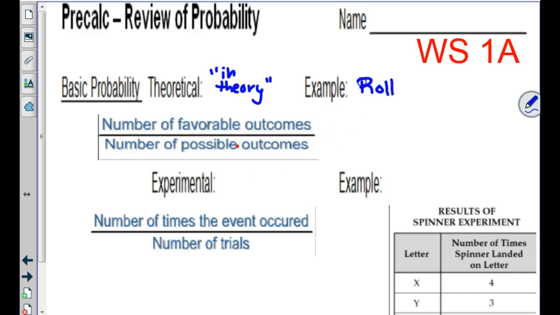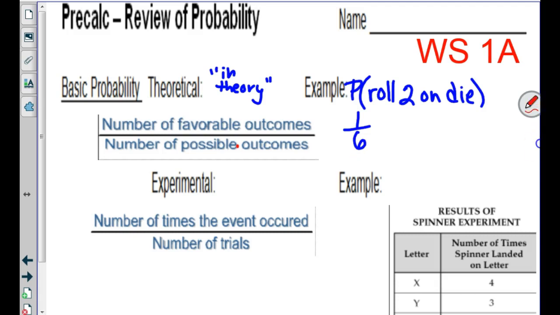So if you're going to say, what's the probability that I'm going to roll a 2 on a die, assuming it's a 6-sided die, you would say it's 1 out of 6 ways the die could land would have a 2 on it. Any questions about that kind?